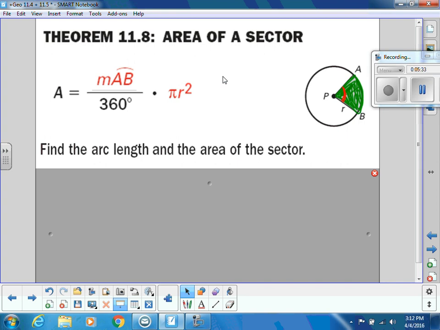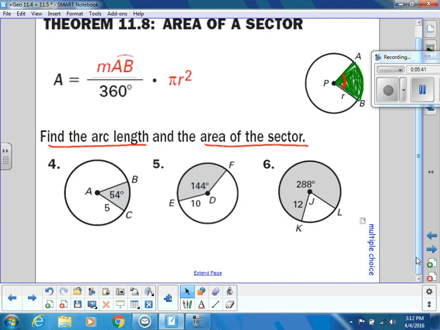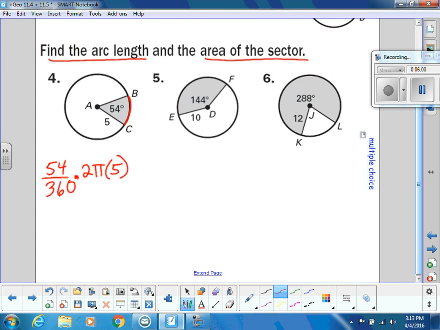So notice in these directions we are going to find the arc length and we're going to find the area of the sector. So let's do that for each of these. In this one, I've got 54. So let's do the arc length first. We're doing the arc length of BC. That would be 54 over 360 times 2 pi r. And we can reduce that.